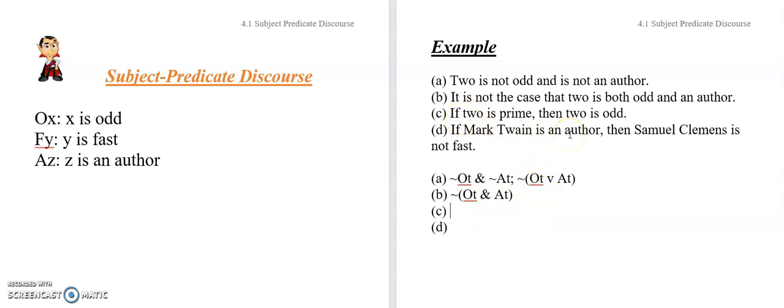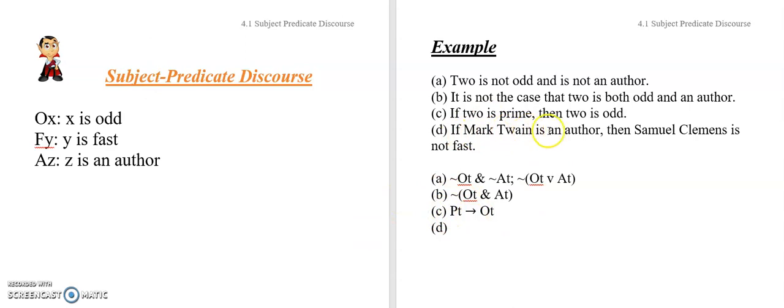If 2 is prime, then 2 is odd. Okay, if 2 is prime, then, and we're going to get our trusty arrow here, then 2 is odd, right? And that's an interesting statement, but that's how it would be symbolized. If it's prime, then it's odd, okay? And notice I introduced P, okay?